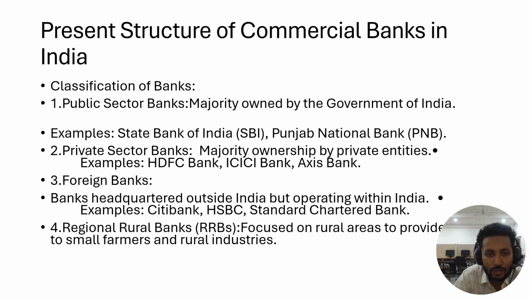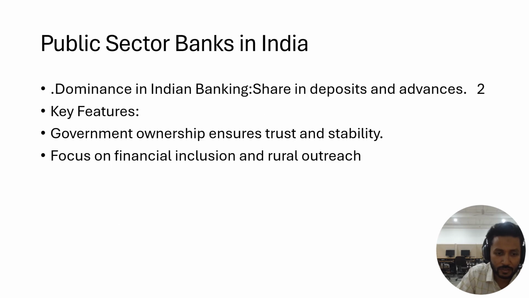Structure of commercial banks in India. Now classification of banks, in which first is public sector bank, majority owned by the government of India, and its examples are SBI and Punjab National Bank. Second is private sector bank, majority owned by private entities, examples are HDFC, ICICI and Axis Bank. Third is foreign bank, headquartered outside India but operating within India, examples are Citibank, HSBC and Standard Chartered Bank. Fourth is regional rural banks, that is RRBs, which focus on rural areas to provide funds to small farmers and rural industries.